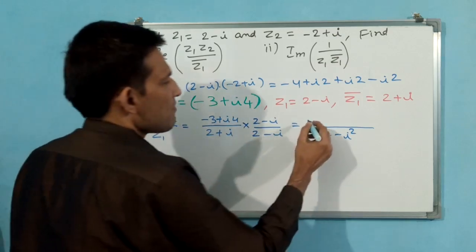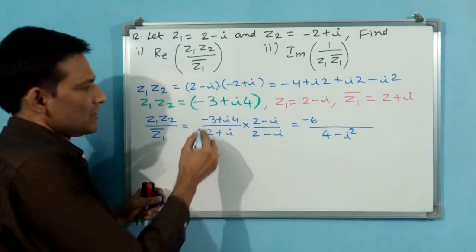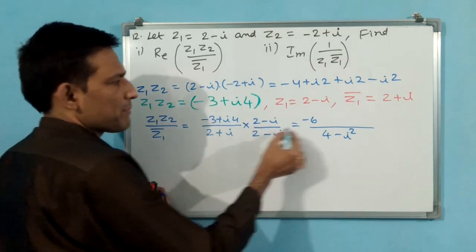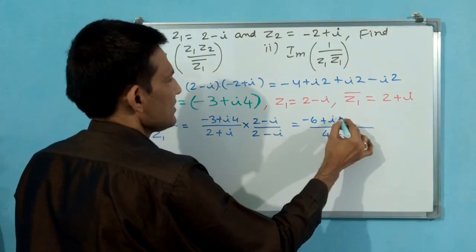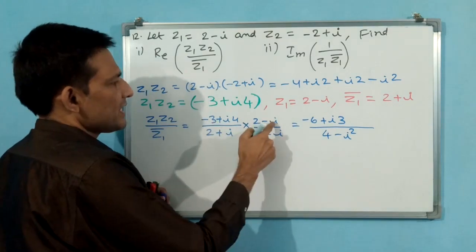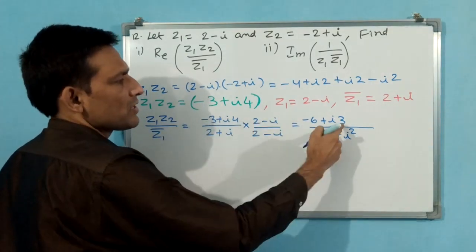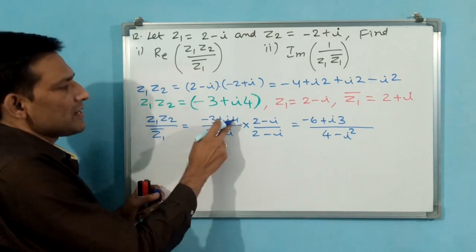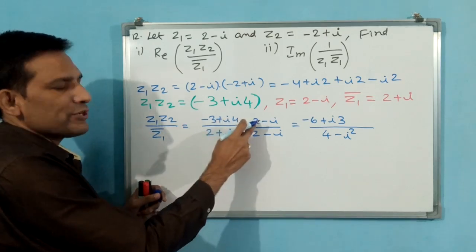Minus 3 into 2, minus 6. Minus 3 into minus i, why? Because see, minus minus plus, i 3. Here i is there, here 3 is there, then 3i you have to write, i3 plus. Okay, now with 3 over, with i4 we will see. i4 into 2, i8.